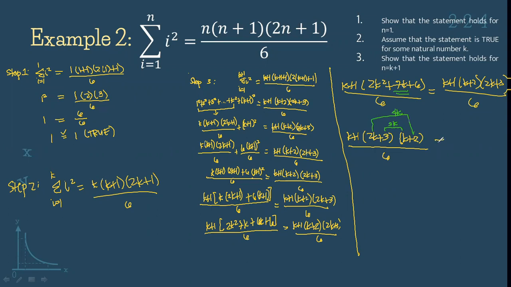So it is again equal to k plus 1 times k plus 2 times 2k plus 3 all over 6. Now, as you can see, we have k plus 1 here, and k plus 1 here as well. We have k plus 2 here and k plus 2 here, and we also have 2k plus 3 here and 2k plus 3 here. And of course, we have a denominator of 6 on both. So we have proven that this mathematical statement holds true for all natural numbers.